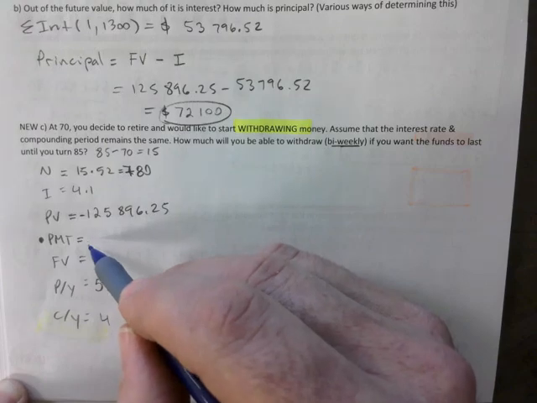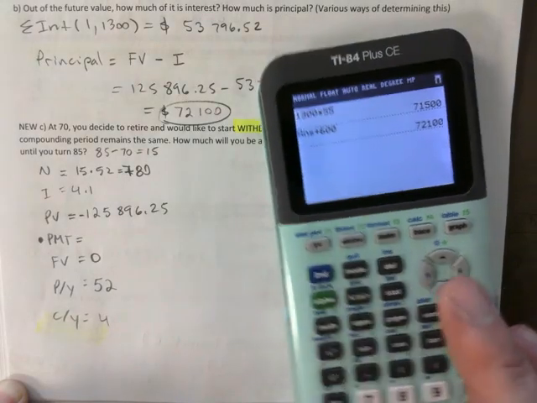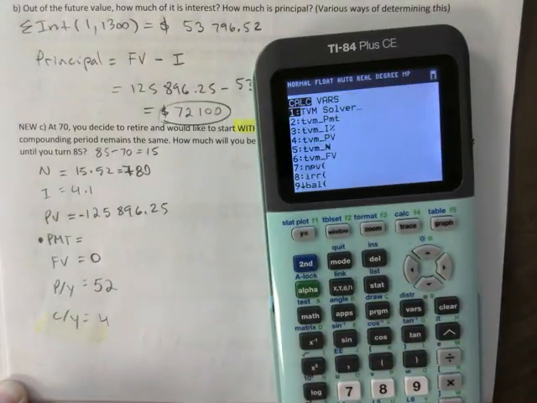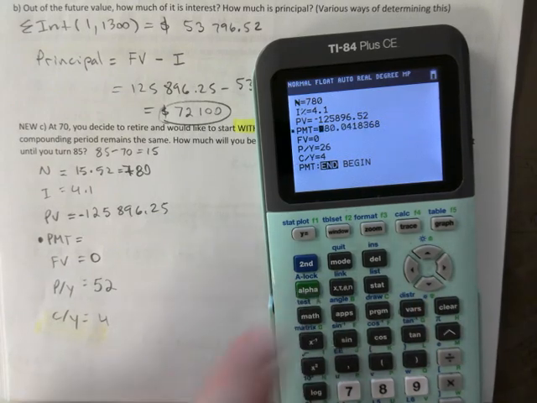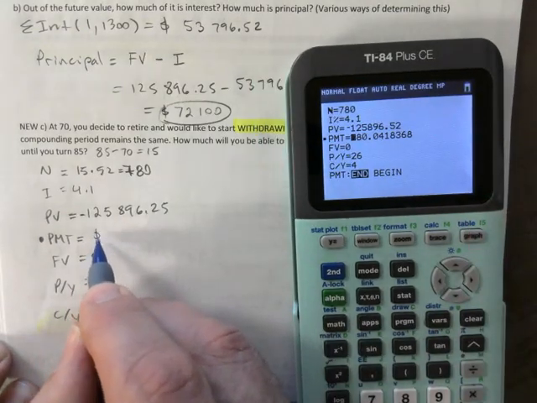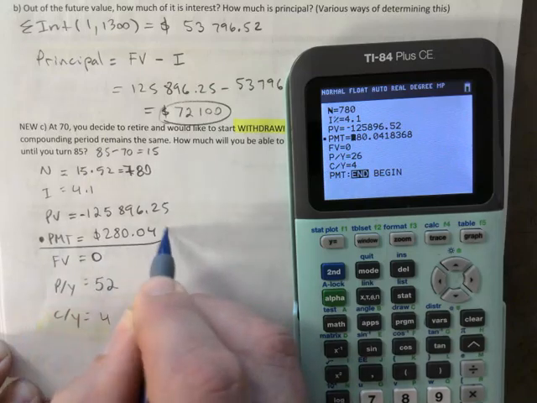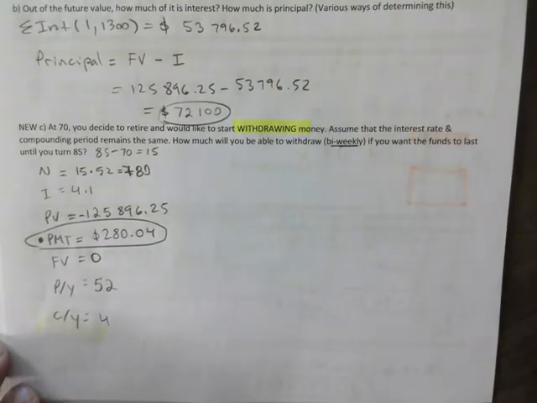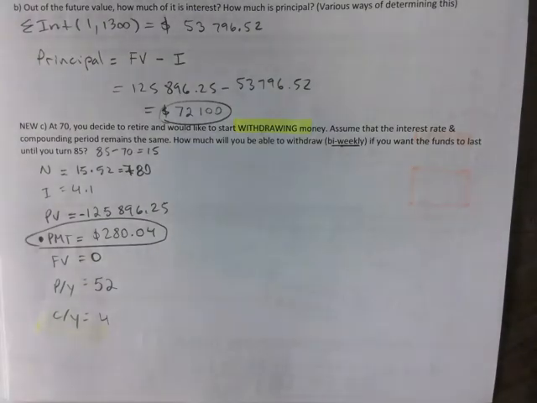So when you solve for the payment, do you have that answer already? Because I made this one brand new for you guys. 780. $280. Not a whole lot, right? $280 a week, though, right? So times 4, that's a little over 1,000 a month.